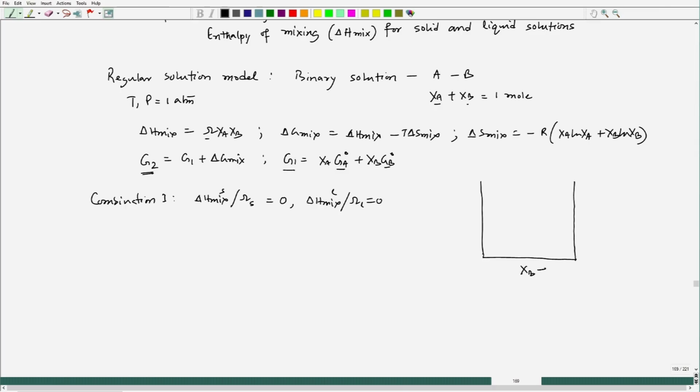This is X B equal to 1, pure B side, X B equal to 0, pure A side. This is T M A and this is T M B, melting point of pure A and B, and we see a plot like this. Here we have liquid, here we have solid, and in between we have solid plus liquid. This is called isomorphous.